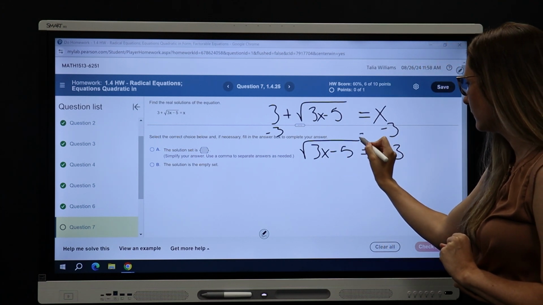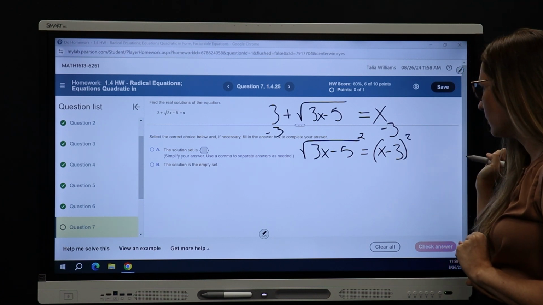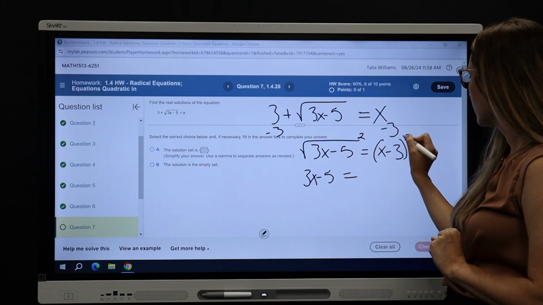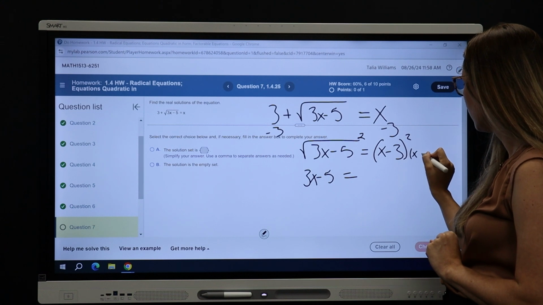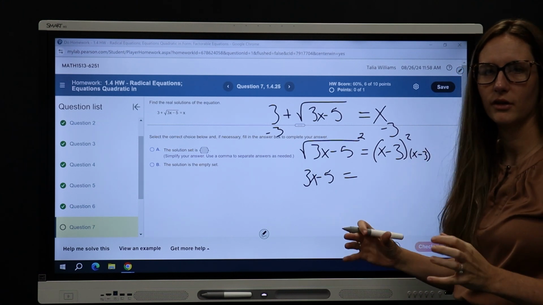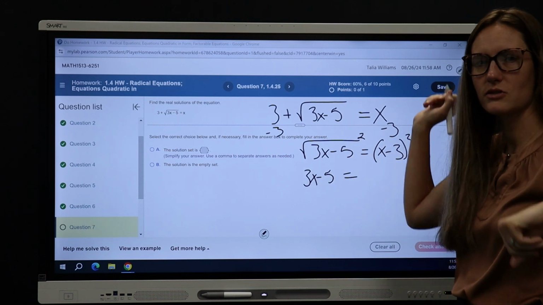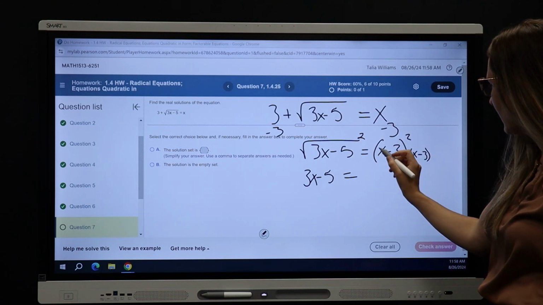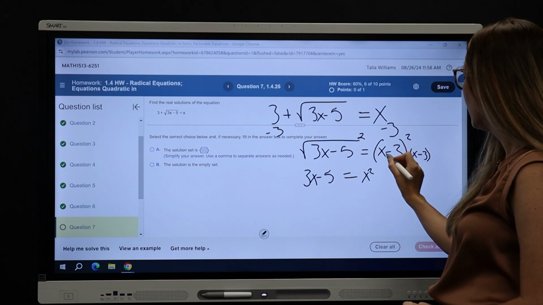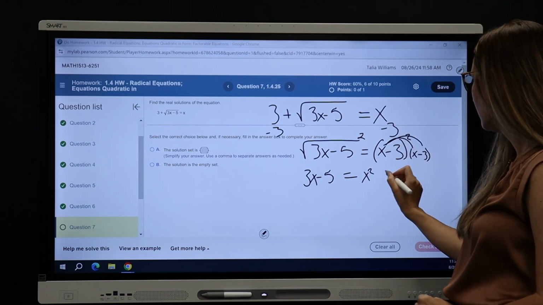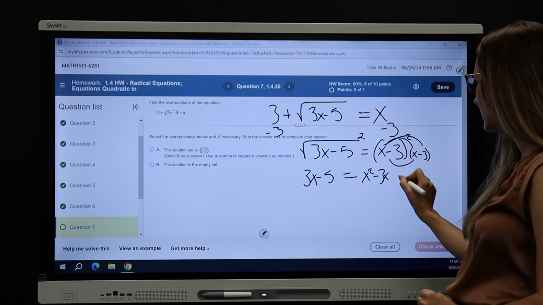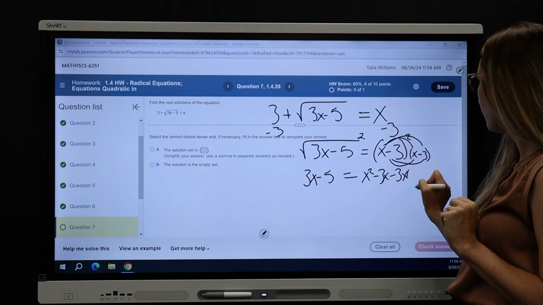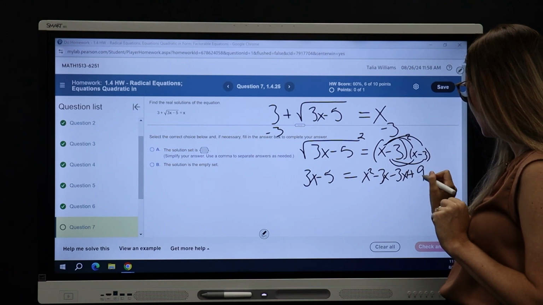So when I go to square this to get rid of the radical, we have to square this side as well. So here we're going to have 3x subtract 5 equals, and then it's going to be multiplying by x minus 3, because whenever it's in parentheses, it's not just x squared plus 9. It's x minus 3 times x minus 3. So x times x is x squared. X times -3 is subtract 3x. -3 times x is subtract 3x. -3 times a -3 is a positive 9. That's ugly right there.